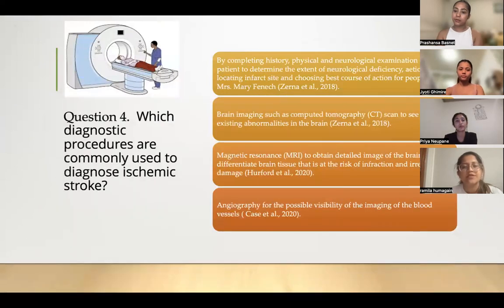Thank you, Priya. Today I'm discussing the diagnostic procedures that are commonly used to diagnose ischemic stroke. So firstly, completing the history of the patient, physical examination, and neurological examination of the patient to determine the extent of neurological deficiency, etiology, location and size of infarct, and choosing the best course of action for the patient.